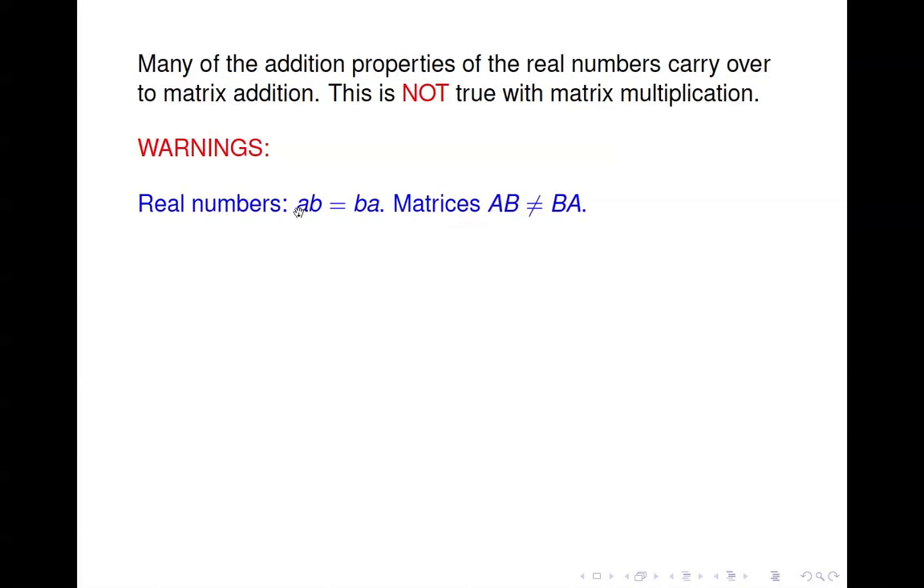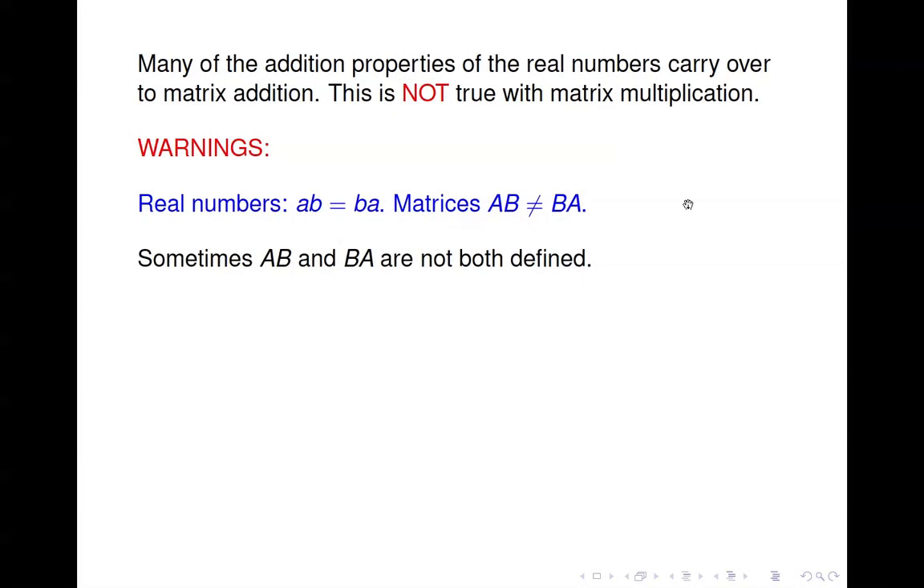If you're dealing with real numbers, A times B equals B times A. That does not hold true for matrices. For matrices, A times B is not necessarily equal to B times A. Of course, it sometimes could be, but in general, A times B is not equal to B times A.